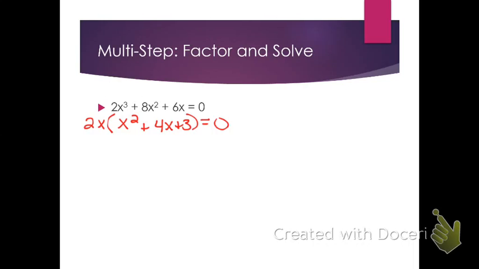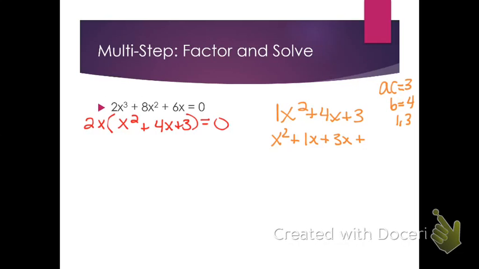Then I'm going to factor the x squared plus 4x plus 3 further. That is a trinomial. So this is the one where I figure out what two numbers multiply to AC but add up to B. In this question, AC would be 3 and B would be 4. The two numbers that multiply to 3 but add up to 4 are 1 and 3. So I replace the middle term with a 1x and a 3x.